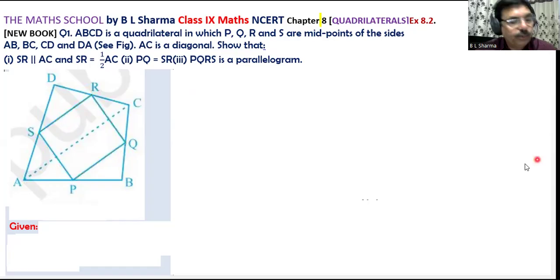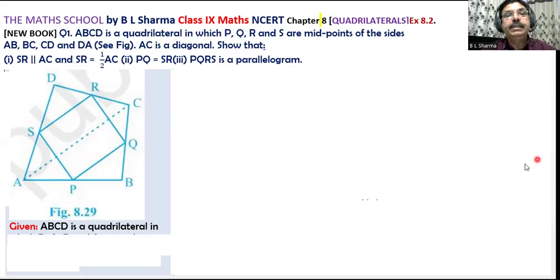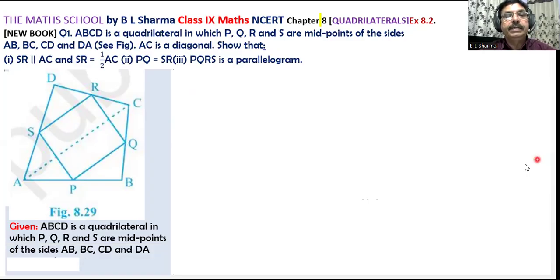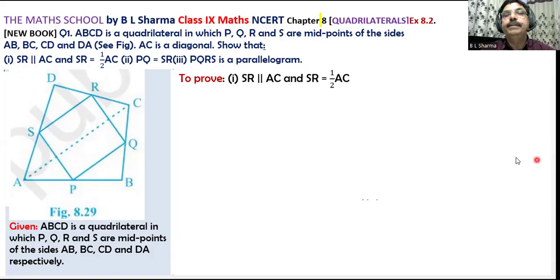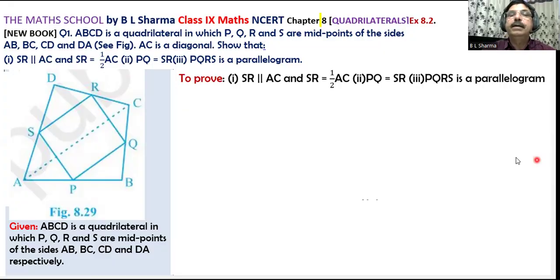First we write what is given, because in the exam you have to explain and write it. So write given: ABCD is a quadrilateral in which P, Q, R, and S are midpoints of sides AB, BC, CD, and DA respectively. It is given. Also see what we have to prove. We have to prove this. First, SR is parallel to AC. Second, SR is half of AC. Second, PQ is equal to SR. And third, PQRS is a parallelogram.